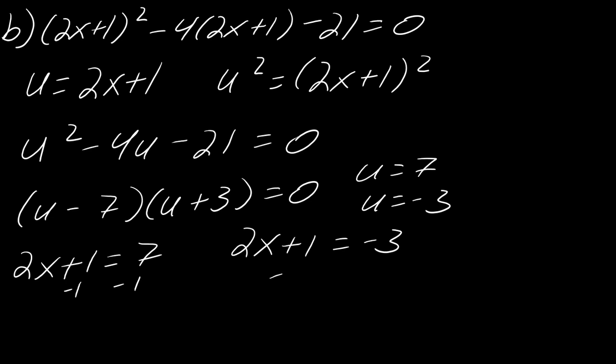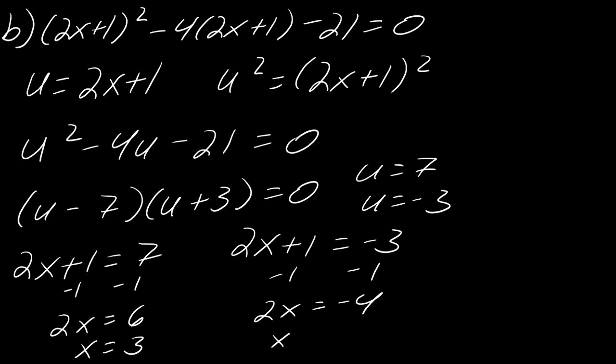So we can go ahead and subtract the 1 from all sides. So I have 2x equals 6 or 2x equals -4. And if I divide all sides by 2, I get x equals 3 or x equals -2.